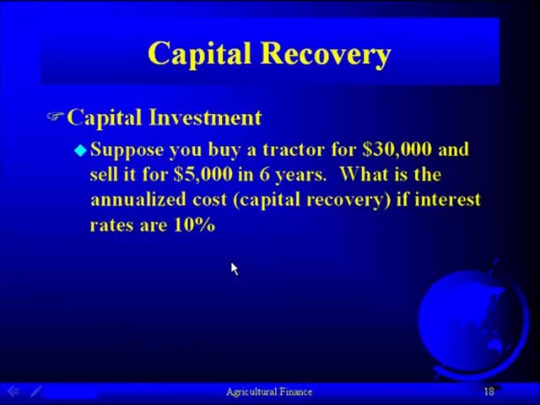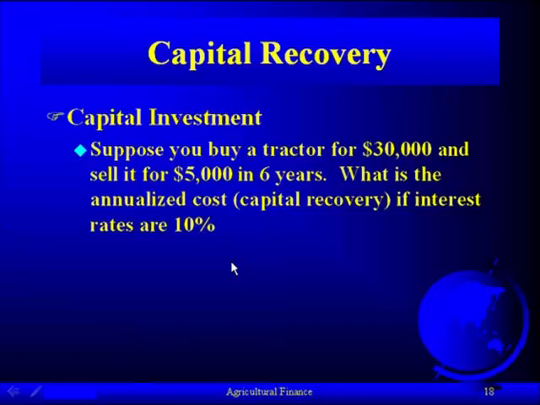So for those of you that are involved in production agriculture and doing enterprise budgets or evaluating machinery, this is the basic principle here, is something that you need to internalize. And we're asking it here as a simple example. If you were to buy a tractor for $30,000 and then you plan on selling it for $5,000 in 6 years, what is the annualized cost, referring to the capital recovery of that machinery, if you have opportunities to invest your money at 10% or if you're receiving interest or paying interest at 10%?